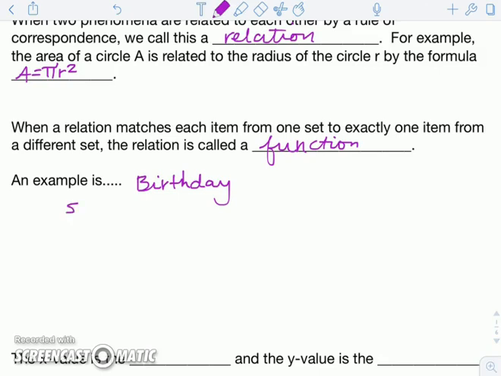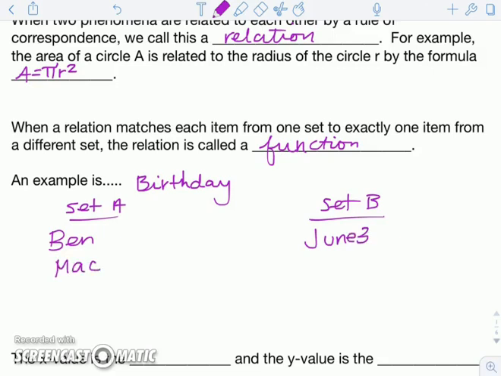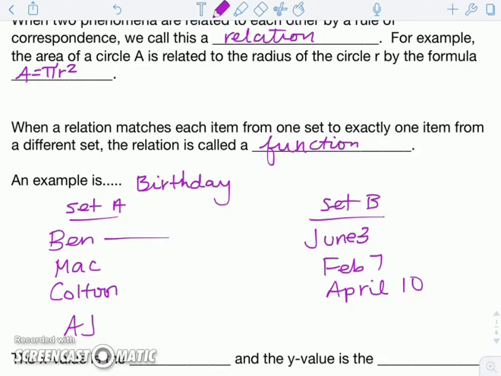If set A is all the people in our class and set B is all the days on a calendar, I could start by saying, let's say Ben's birthday is June 3rd. Let's say Mac's birthday is February 7th. Let's say Colton's birthday is April 10th. And let's say AJ's birthday is also April 10th. If I was connecting these, I would show the relationship for what was paired with what by drawing lines.